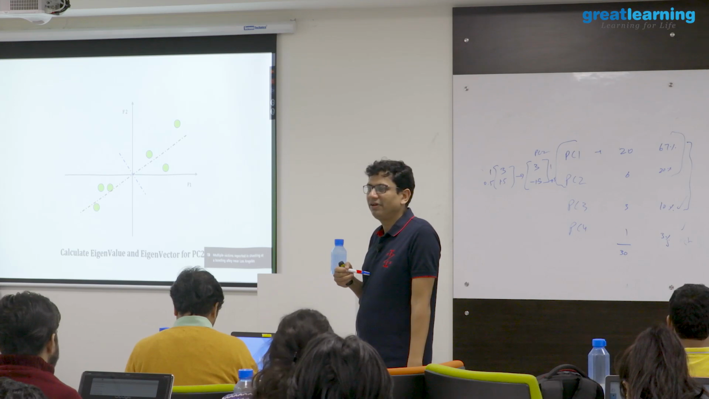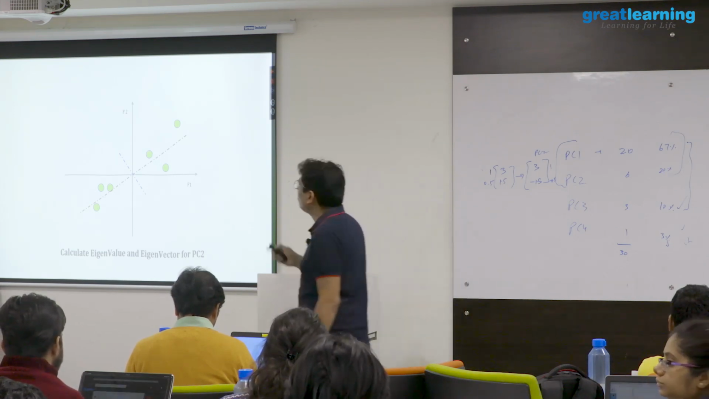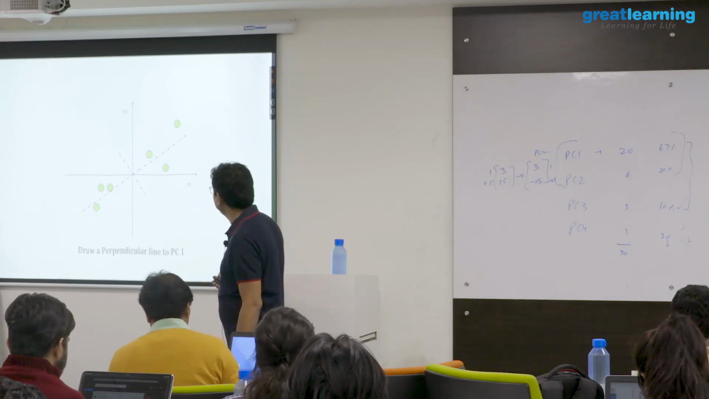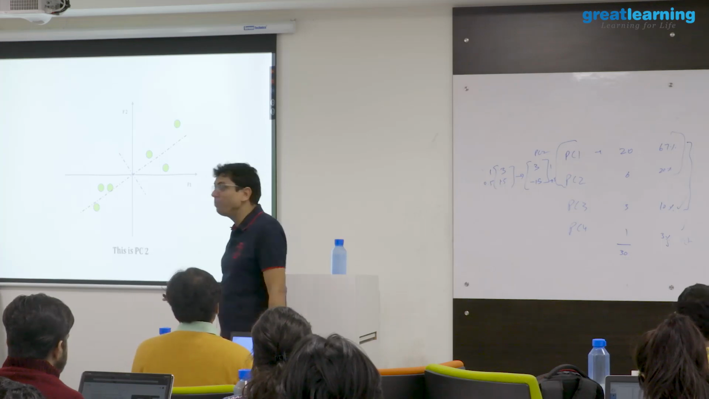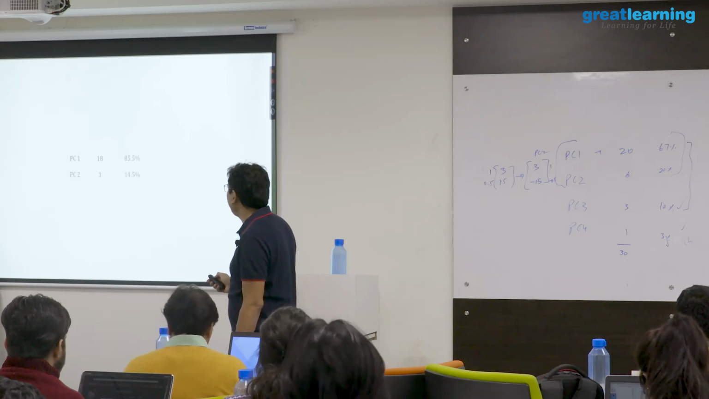Correct. Now for PC2, are we considering F3 and PC1? No, we have only two features in this example. So how are we getting PC2? We are just drawing a perpendicular line. And how do I get the new features?